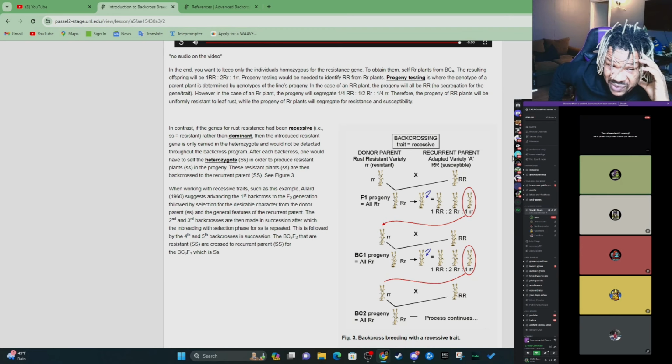In contrast, if the gene for rust resistance had been recessive rather than dominant, then the introduced resistance gene is only carried in a heterozygote. It would not be detected throughout the backcross program. After each backcross, one will have to self the heterozygote in order to produce resistant plants in the progeny. These resistant plants are then backcrossed to the recurrent parent.